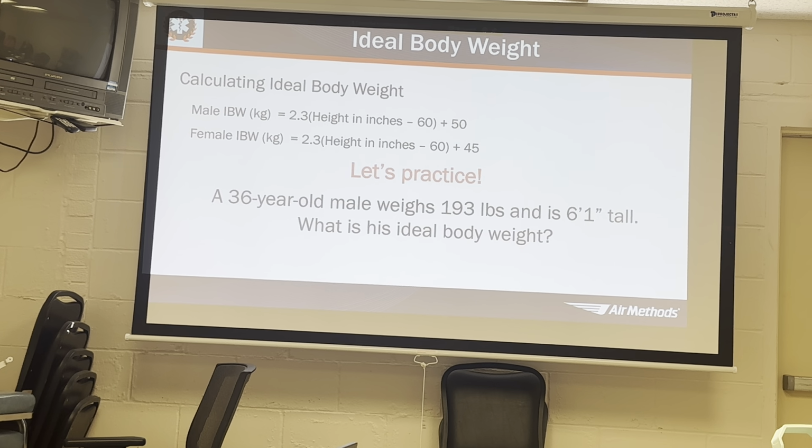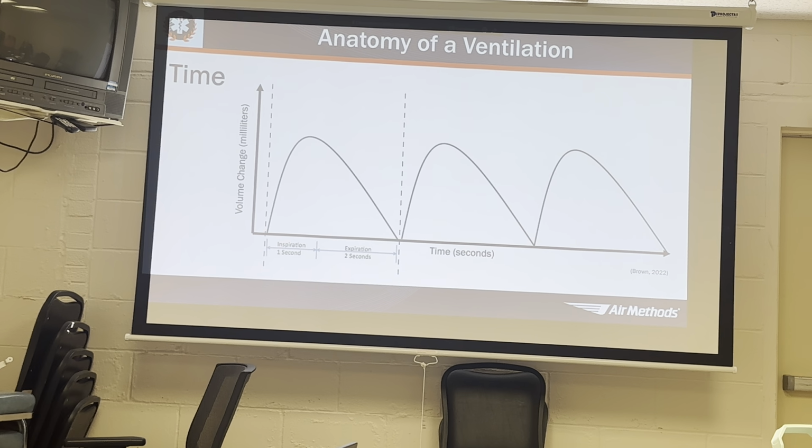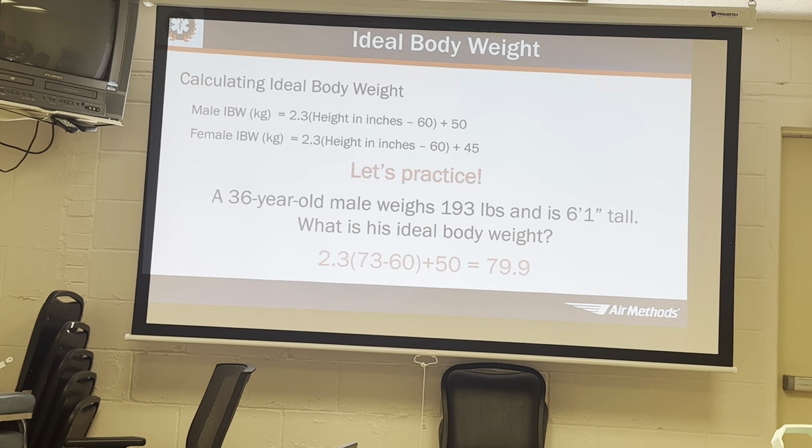So we're not going to practice this, but that 79.9 is what you're going to end up using to calculate how much volume this person actually needs. It just shows you how to do the ideal body weight. But in general, most adults need 6 mLs per kilo of body weight of tidal volume, so that's per breath, and then they need about 100 mLs per kilo of minute ventilation.